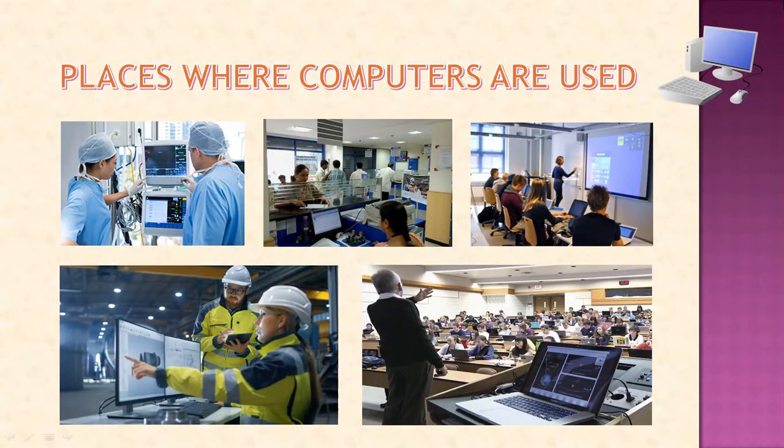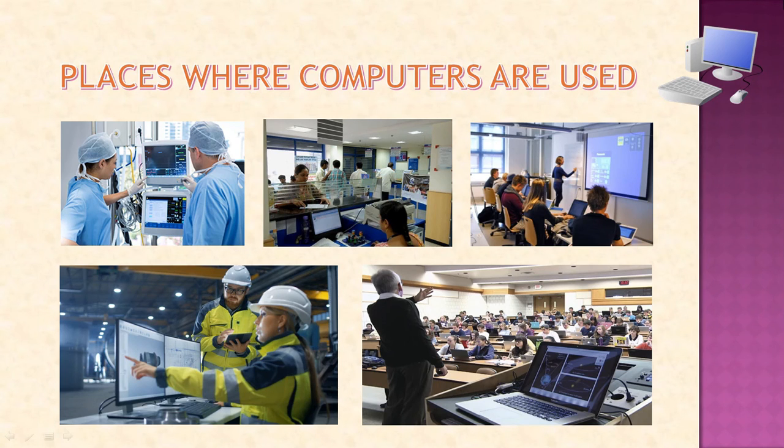Our last topic is places where computers are used. There are many places where computers are used. For example, banks use computers to keep track of their clients' money. Small and large businesses use word processors, databases, and spreadsheets.